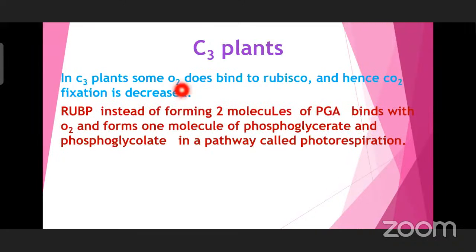RUBP, instead of forming 2 molecules of phosphoglyceric acid, binds with oxygen and forms 1 molecule of phosphoglycerate and 1 molecule of phosphoglycolate in a pathway called photorespiration. So Rubisco will be making RUBP combined with oxygen, not with carbon dioxide. It will make RUBP combined with oxygen, forming 2 molecules. One is phosphoglyceric acid, that is phosphoglycerate, and the other one is phosphoglycolate, in a pathway called photorespiration.